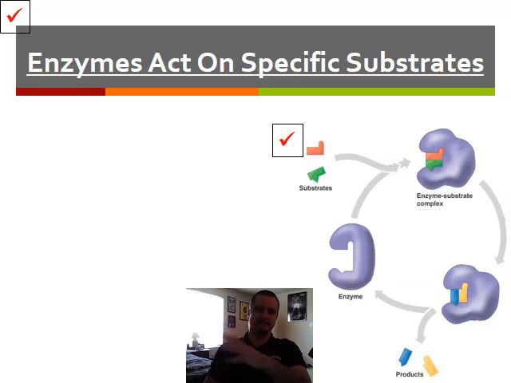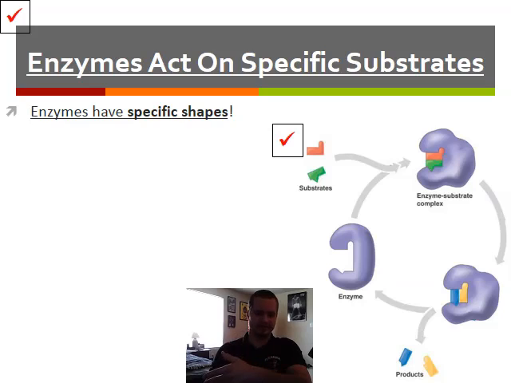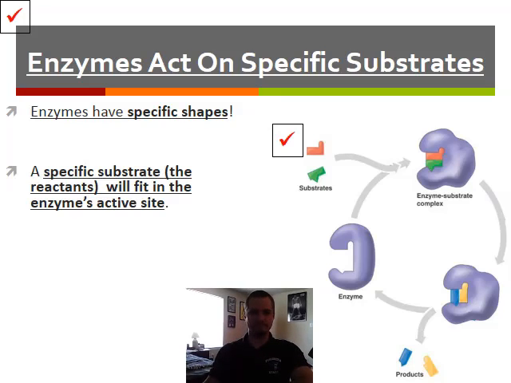So enzymes, like we said, act on specific substrates. Enzymes have very specific shapes. And a specific substrate, which would be the reactant, will fit into the enzyme's active site. So here, if we take a look, the enzyme's active site looks like this. It's a very crude drawing, but you get what I mean. And the substrates here, our reactants, go into the enzyme, and they fit pretty well.